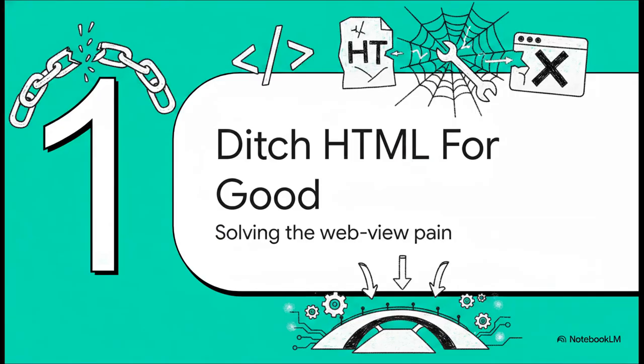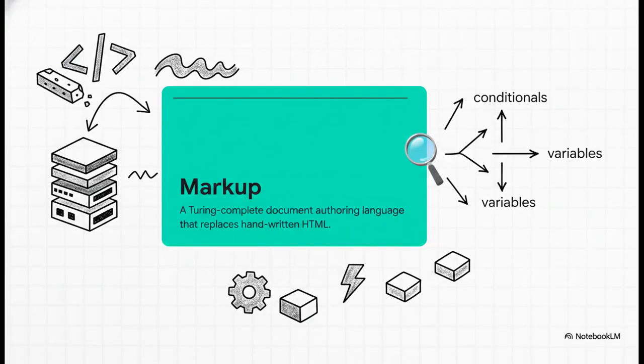All right, part 1, ditching HTML for good and solving that native WebView headache. Let's be real, standard HTML is just way too verbose. It's totally error-prone when you're trying to author it at scale inside a native codebase. That's exactly where Markup comes in. It actually compiles down to clean, semantic HTML, but it hands you the power of variables, conditionals, and reusable components right out of the box. And it's Turing-complete by design. You're not just writing dumb tags anymore. You are writing dynamic, programmable documents.